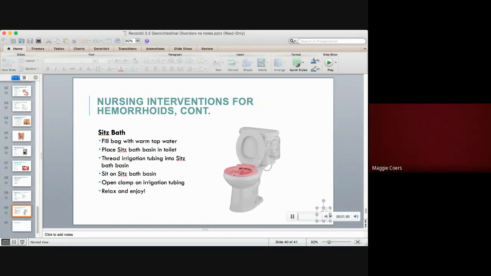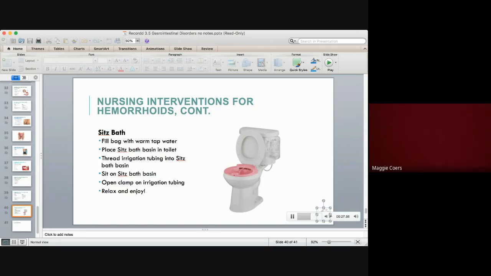All right, so here's how to perform a sitz bath. Warm water, because that's nice and calming. You'll see in the hospitals that the basins are usually pink and look just like that, and they sit in the commode. We fill a bag with the warm water. You'll see it hanging on the side of the toilet there. The irrigation comes up through the middle.